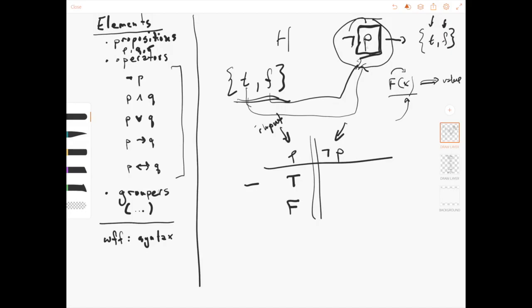So, with this input, each row is going to represent one application of the operator. On the first row, P is going to have the value true. Not P is going to give us the output false. For the second row, P is going to have the value false, and not P will output the value true.